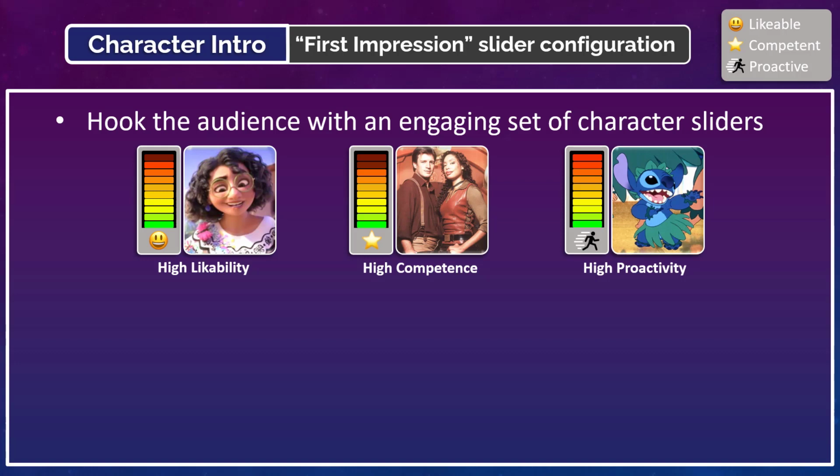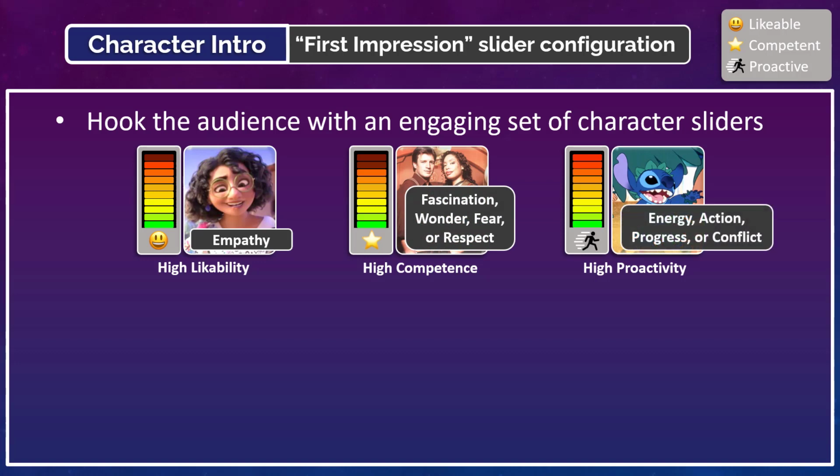I find that the type of connection the audience has to a character is often related to which of the 3 sliders is high. If the likability slider is high, the audience is likely to connect with the character through a sense of empathy. If the competence slider is high, the audience is likely to connect through something like a sense of fascination, wonder, fear, or respect. If the proactivity slider is high, the audience feeds off the character's energy and the action, progress, and conflict they generate.